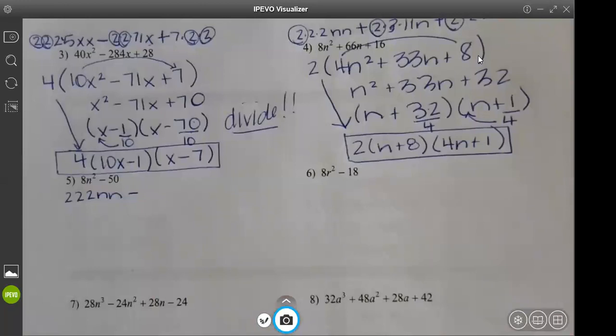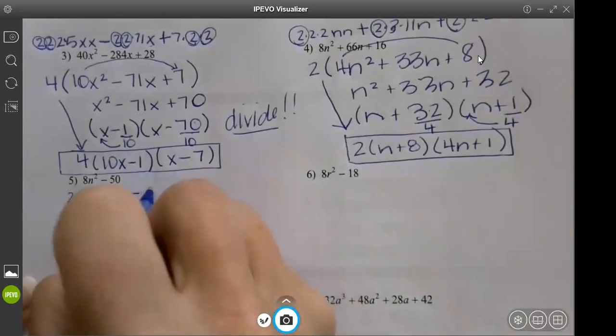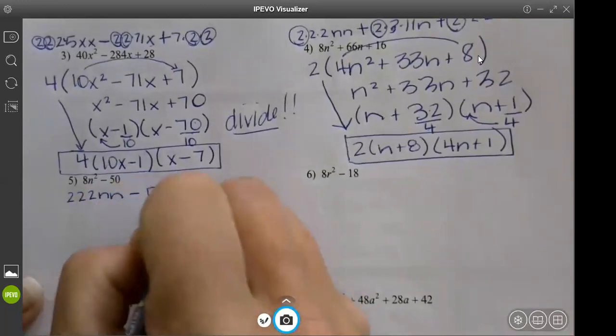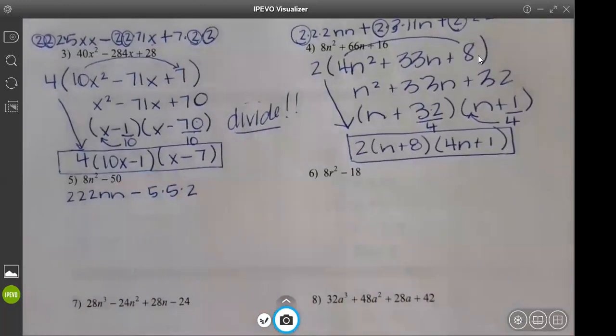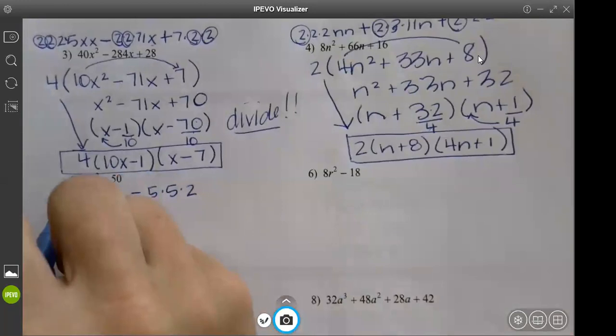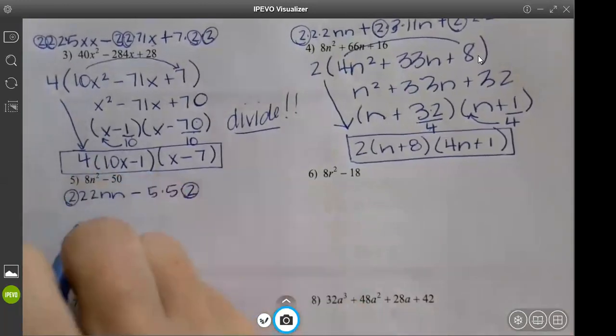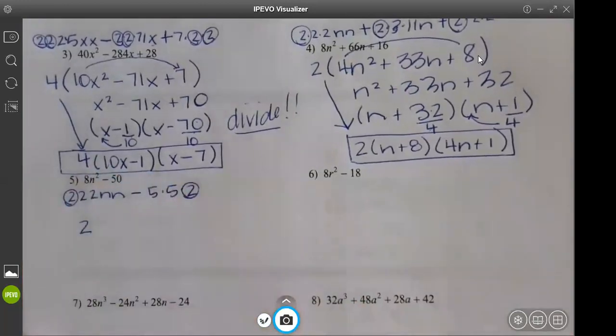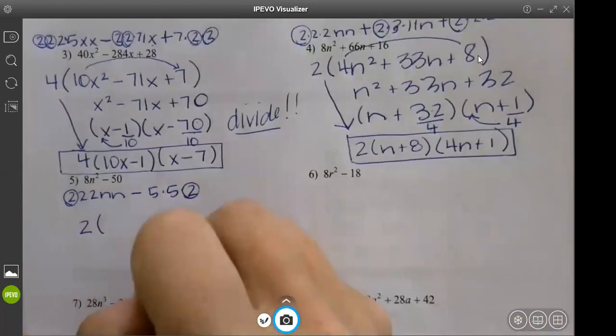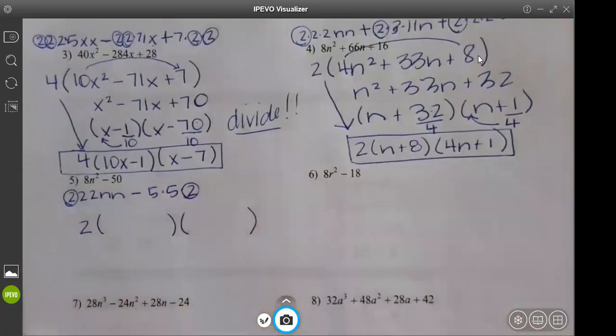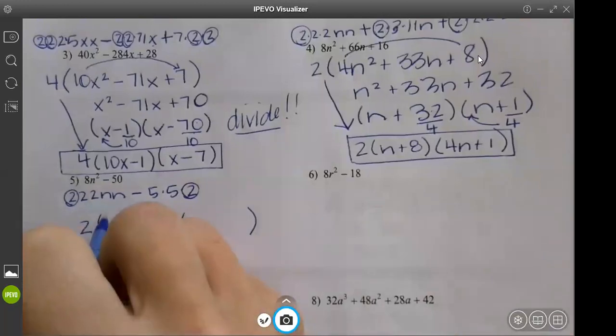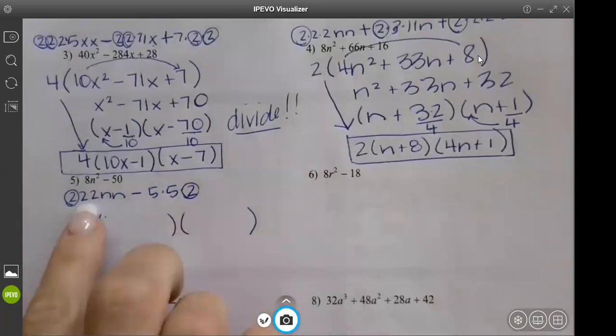Is everybody good? 50 is 5 and 10 and a 2. Don't forget your 2. What's in common? It's 1 2. So that's going to come out. What do you notice that you left? You have pairs, right? 2 2s, 2 n's, 2 5s. So I'm going to share. What goes in the front?